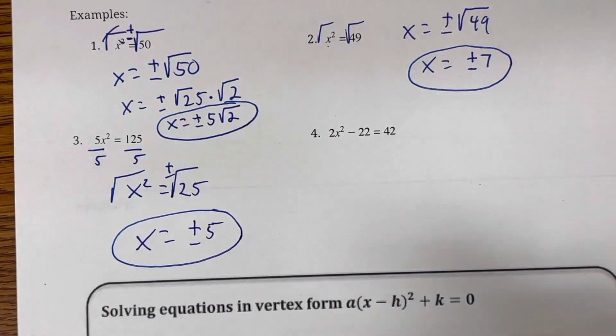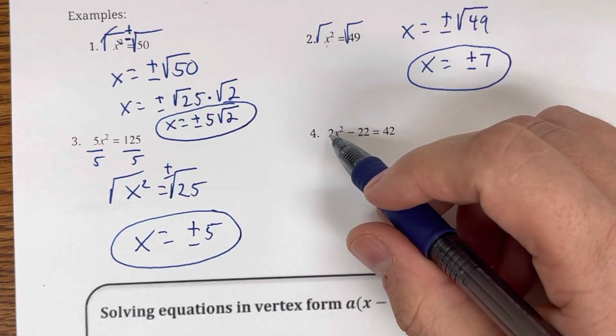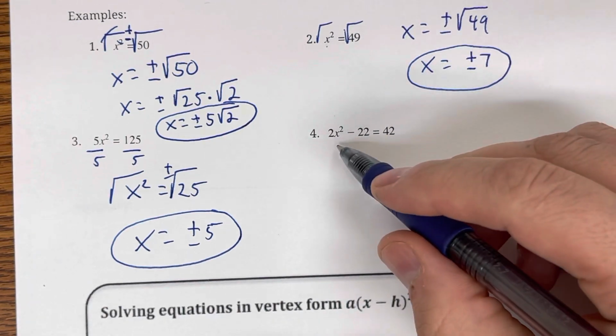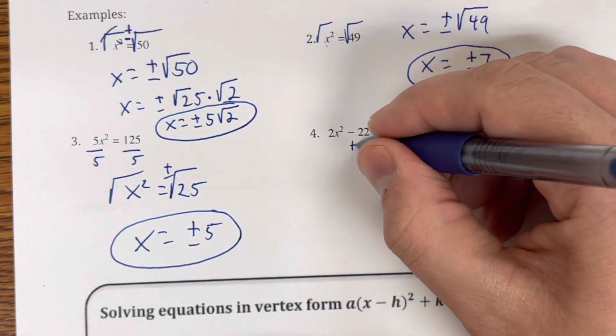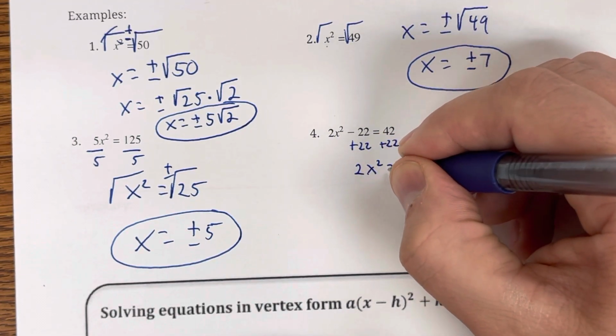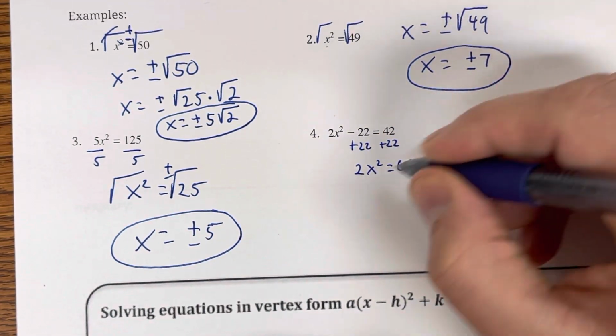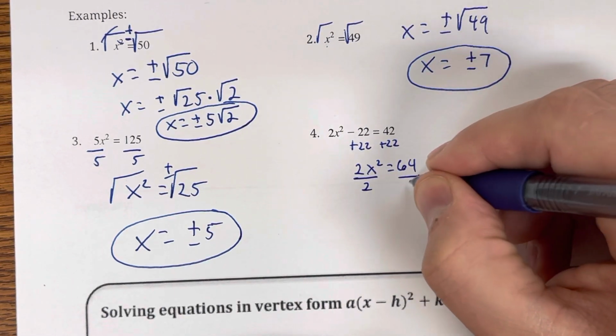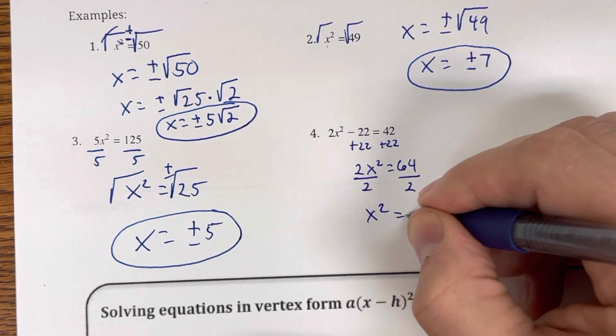A little bit tougher here. I got to get the x squared alone. There's no x term. So I can move the 22 by adding 22 to both sides. So I got 2x squared equals 64. I then divide both sides by 2. And we get x squared equals 32.